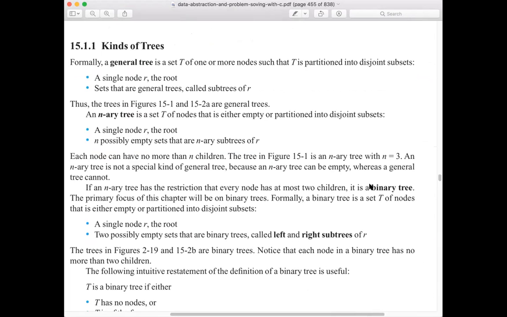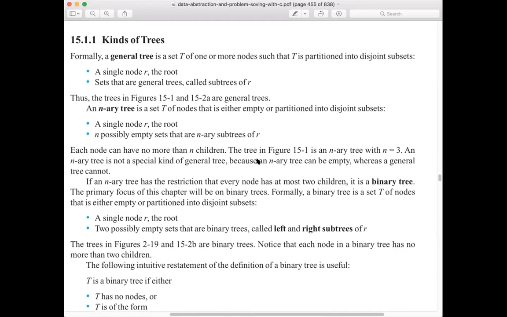Okay, binary tree. What we're going to be talking about in this class is a more specific kind of tree called a binary tree. A binary tree is simply a tree where every node has two or fewer children. Just like a regular tree, except you just limit the number of children that each node can have.